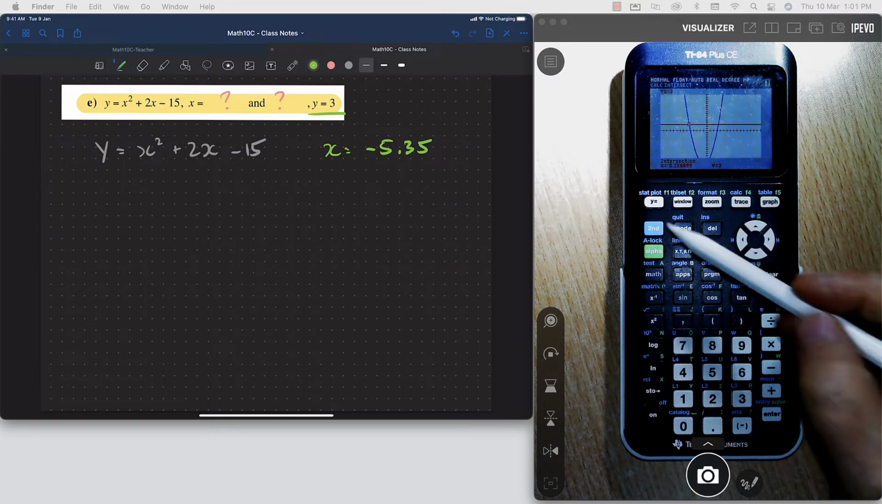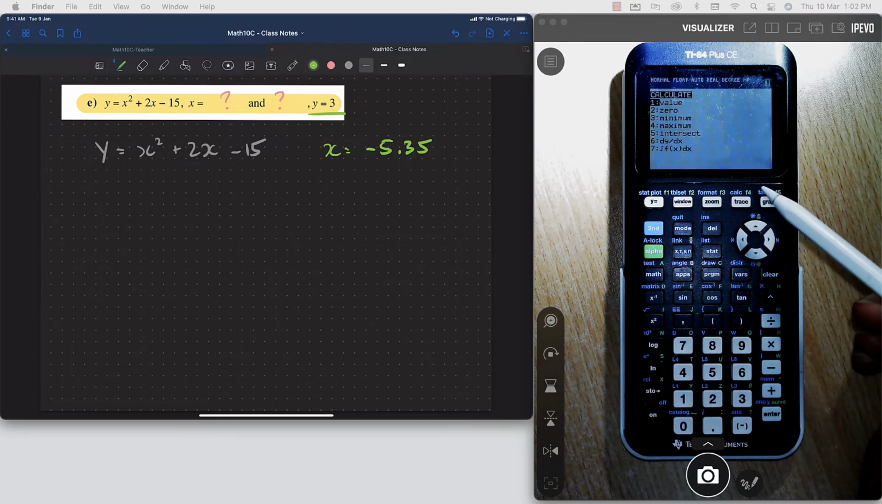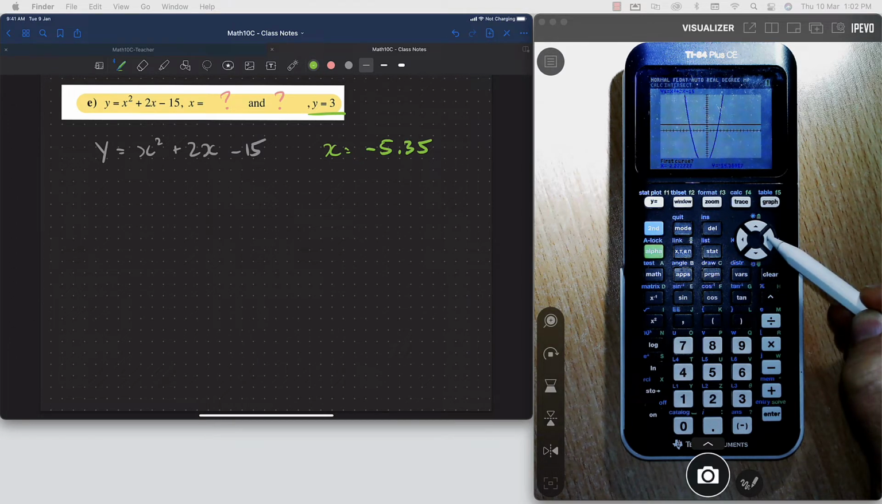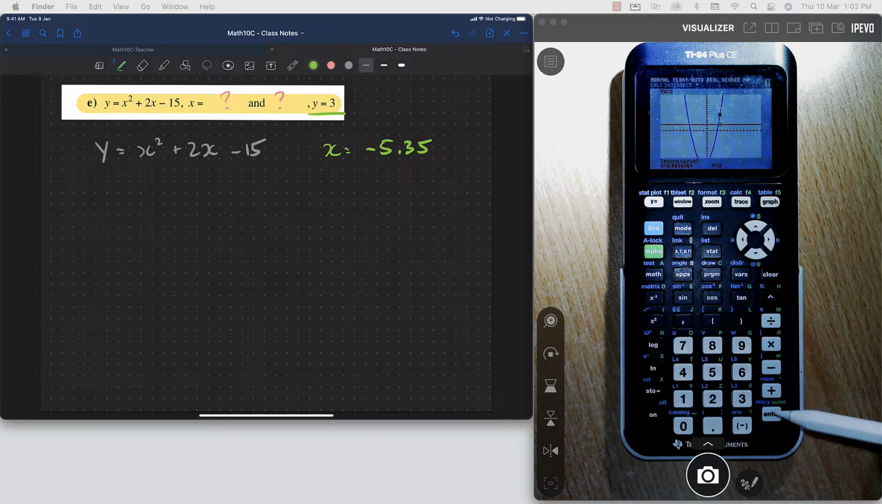Okay, now if I go to second calc again, and 5, which is the intersection, I'm going to want to swing around to the other side. Here we are. I want to go on that line, jump down to the red line, and hit enter again. And it tells me that x, sorry, is going to be 3.35. So those are my two values of x when y equals 3.